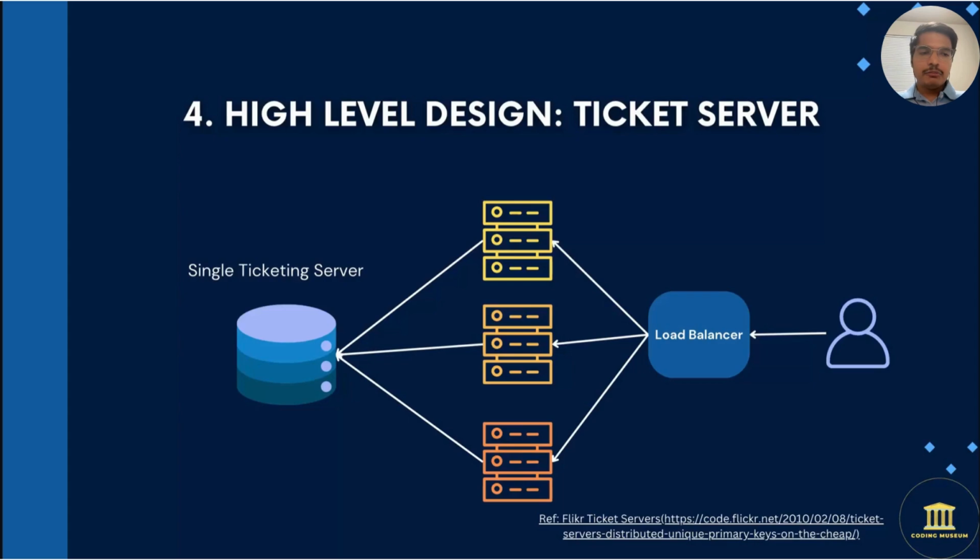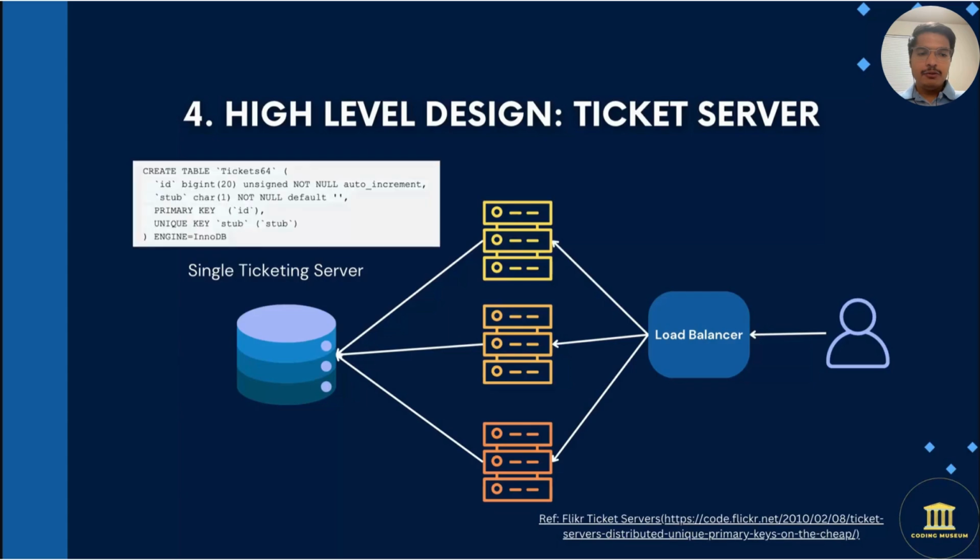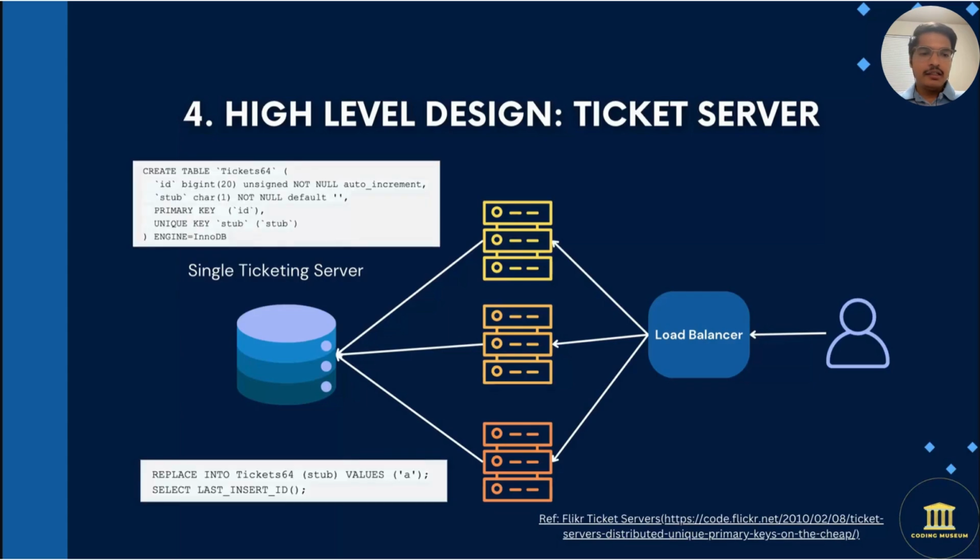This approach is used by Flickr to generate unique IDs for photos, comments, and other resources. The SQL command from their article, which shows how to create the table and use the replace command, is displayed on the slide. However, one downside of this approach is the single point of failure. If the ticketing server goes down, the entire system will be affected. To mitigate this, Flickr uses two ticketing servers for redundancy, ensuring availability even if one server fails.